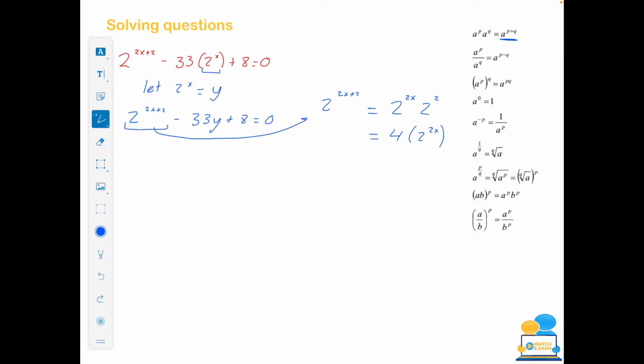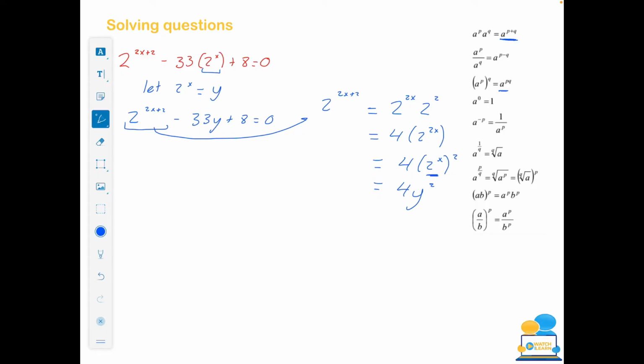So we're going to use this rule here. We have 2 to the power of 2x. We can split it up and put the 2 outside the bracket. So we have 4 by 2 to the power of x, all multiplied by 2. So it kind of worked backwards there a little bit. And now 2 to the power of x we can replace with y. So it'll be 4y squared.